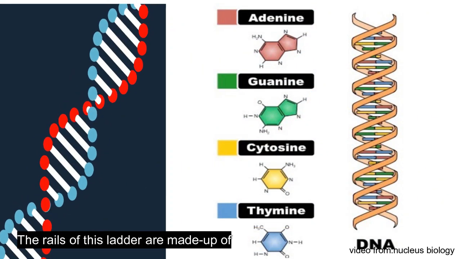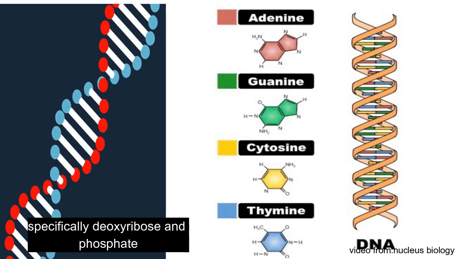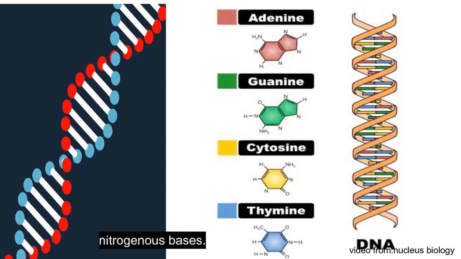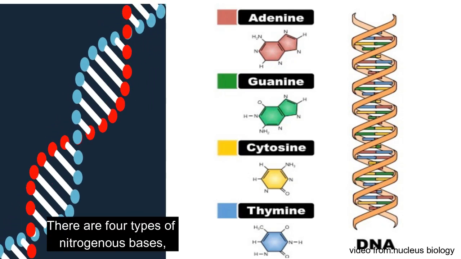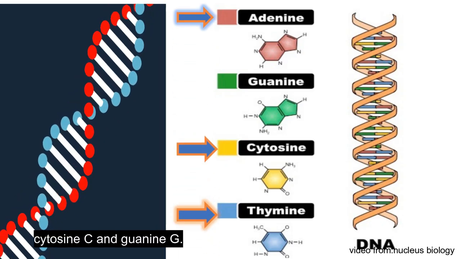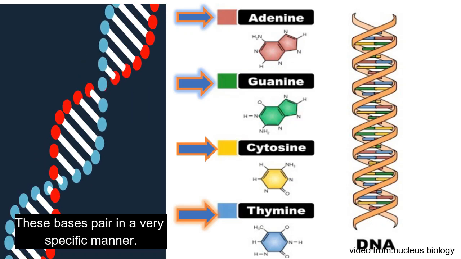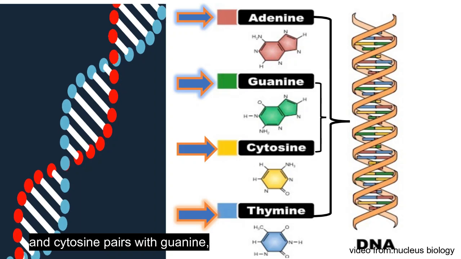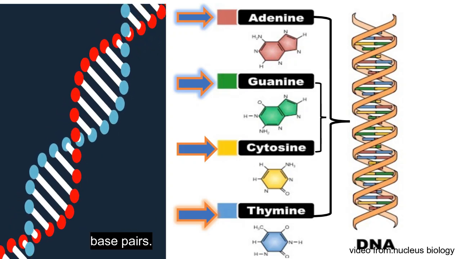The rails of this ladder are made up of sugar molecules, specifically deoxyribose, and phosphate groups. The steps of the ladder consist of nitrogenous bases. There are 4 types of nitrogenous bases: adenine (A), thymine (T), cytosine (C), and guanine (G). These bases pair in a very specific manner. Adenine pairs with thymine, and cytosine pairs with guanine, forming what are called base pairs.